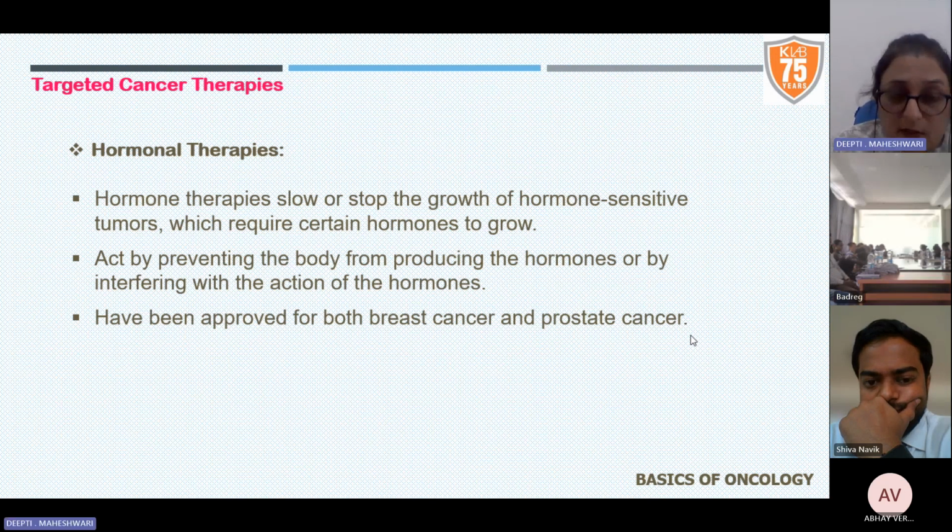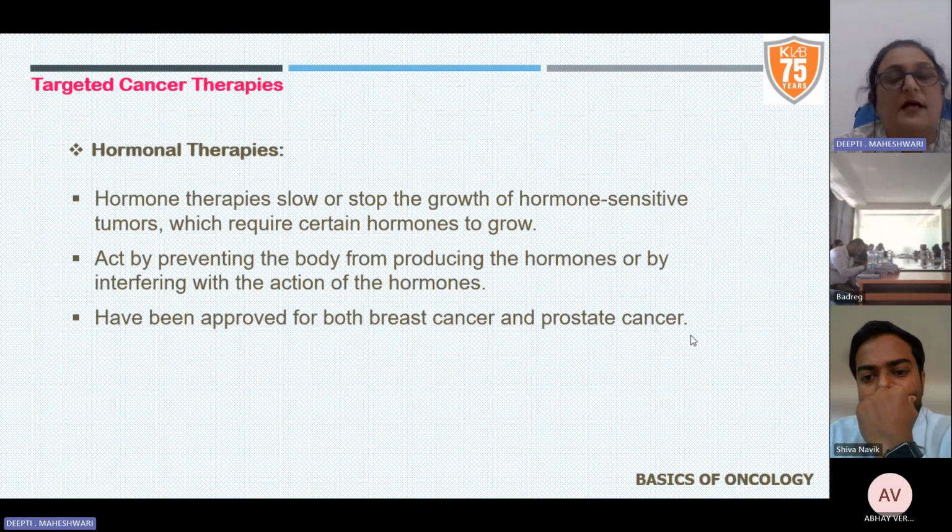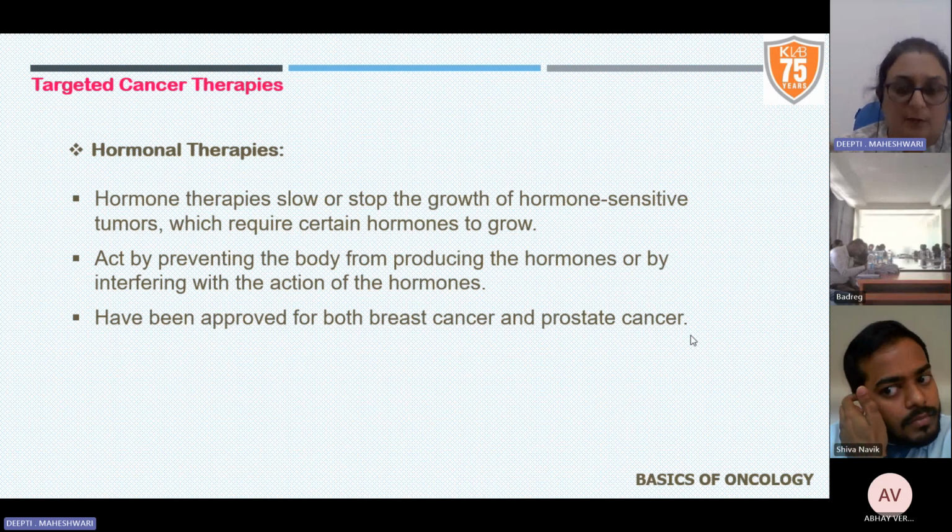Therefore, what is required? You have to stop the production of these hormones, or you have to inhibit these hormones, and this is how you will control the cancers which are hormone dependent, like breast cancer and prostate cancer.